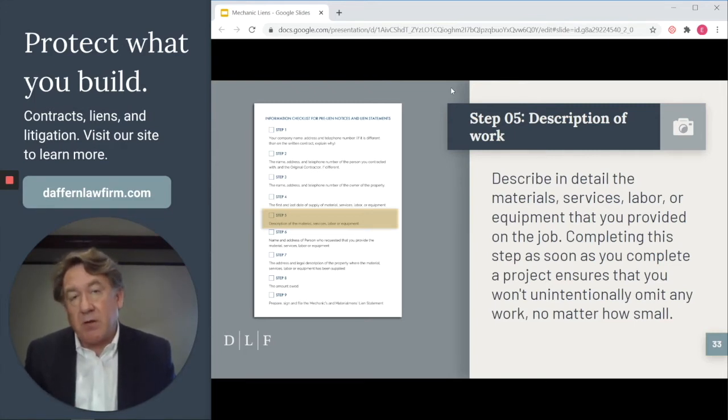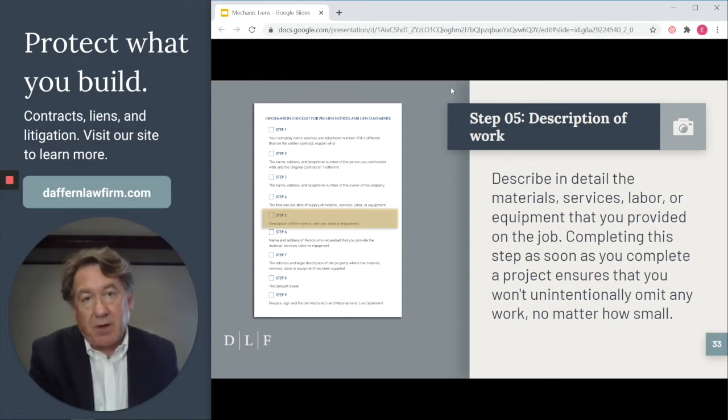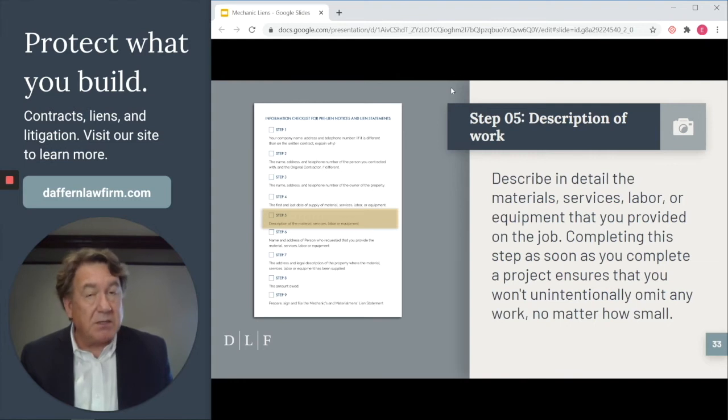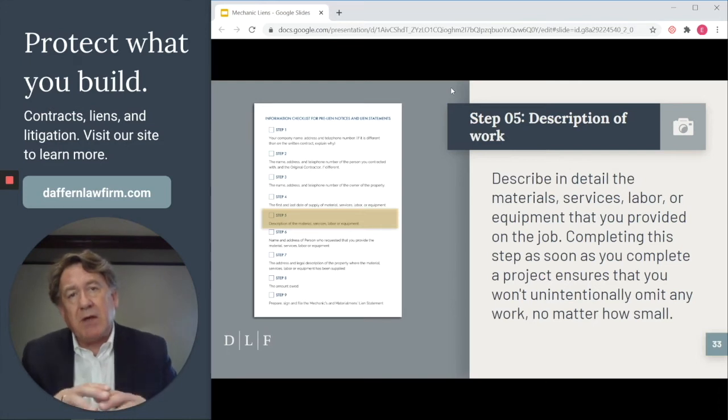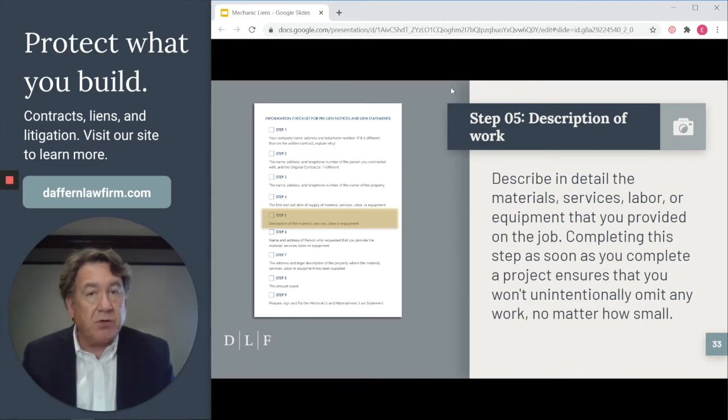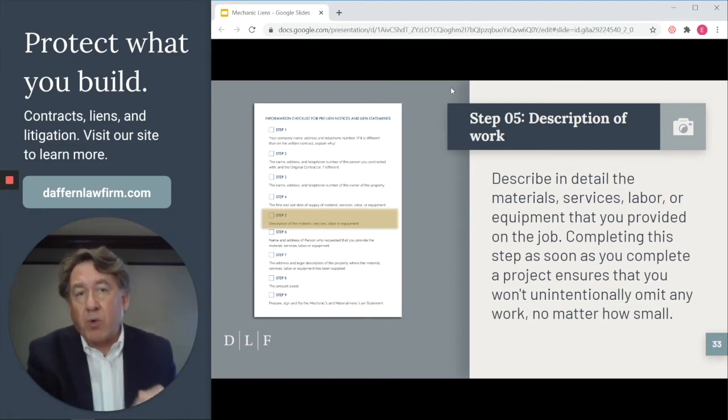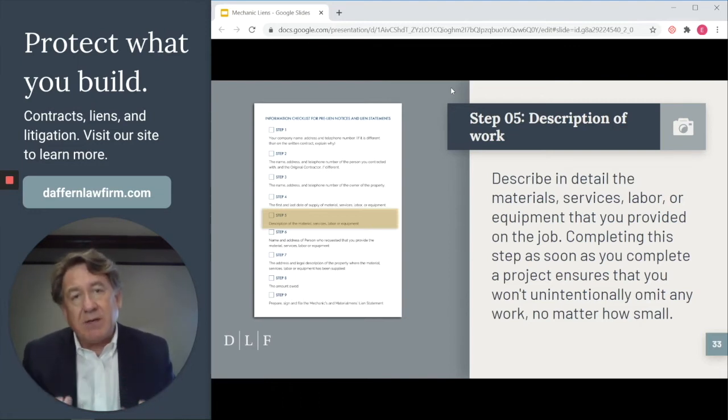Now, the question sometimes becomes how detailed that description needs to be. My recommendation is to make it as detailed as possible. Sometimes on big contracts, it can be 2 or 3 pages long. I don't necessarily recommend that, but you need to have a good basic description of the work you did. If you're a plumbing contractor, did you plumb the entire house or building, or only a small portion of it? If you're an electrician, did you do the electrical work for the entire building or project, or only a portion of it? So it's important to identify the specific work that you did and make sure you accurately describe it.